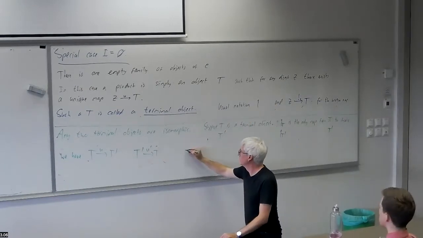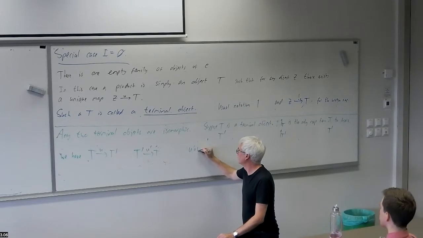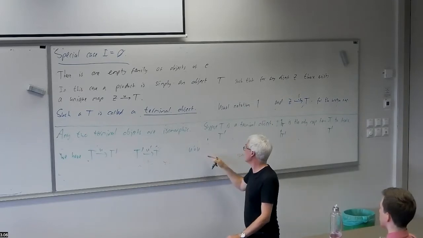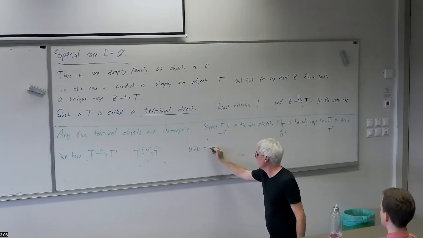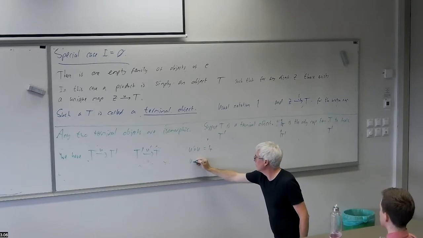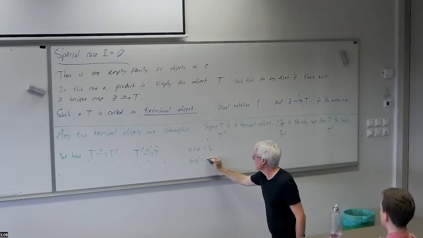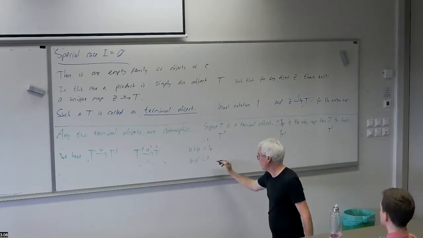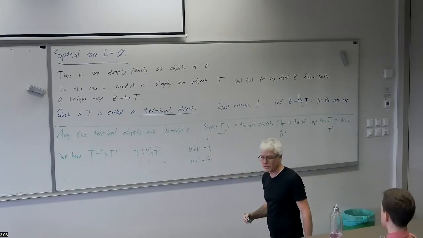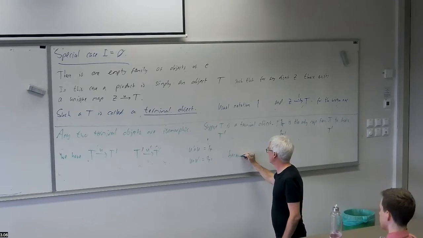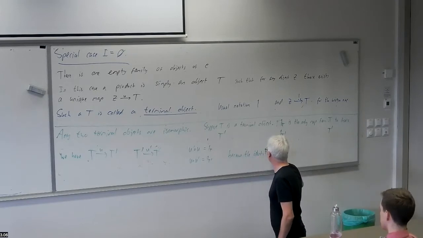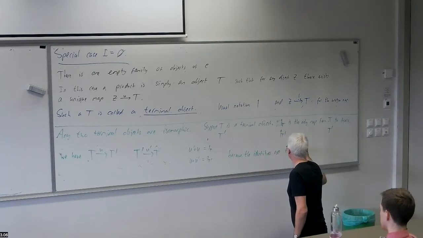And then U prime composed with U is, of course, a map from T to T. And since the identity is the unique one, that's the only one. So that's the identity on T. And U composed with U prime is a map from T prime to T prime. And because the identity is the only one, that of course equals the identity, because the identities are the unique maps.